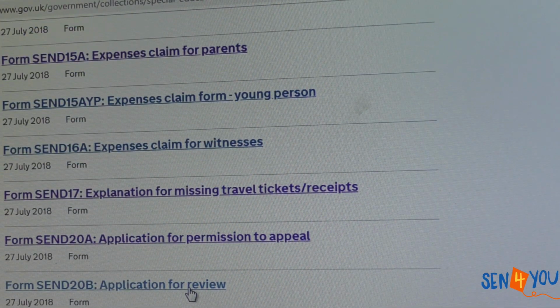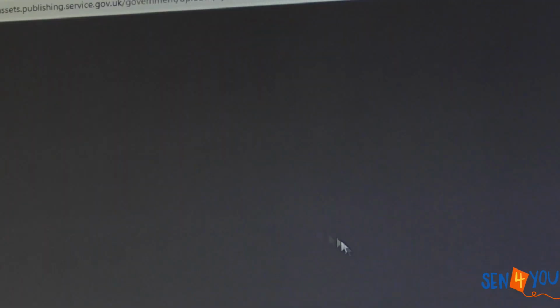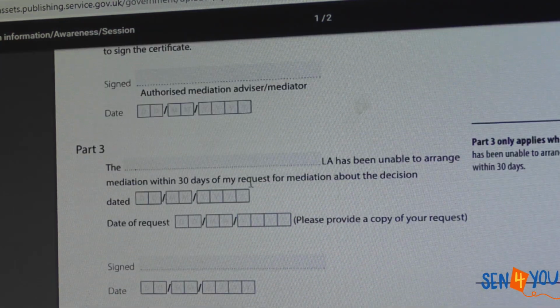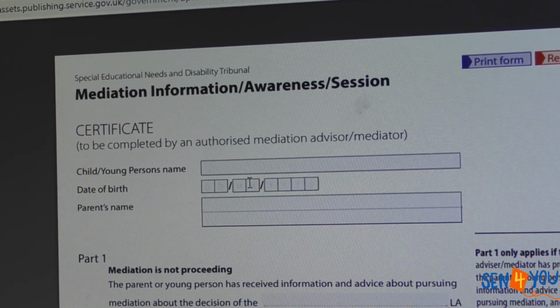The application for review form is not something that you need to worry about at this stage. This is where you want to challenge the final decision of the tribunal. So you can ask for them to review it, you can ask them to set it aside. The mediation certificate, which I talked about earlier, you need a mediation certificate. They look like this. It's a standard form that's been utilised. You need your mediation certificate to be able to register your appeal to the tribunal.